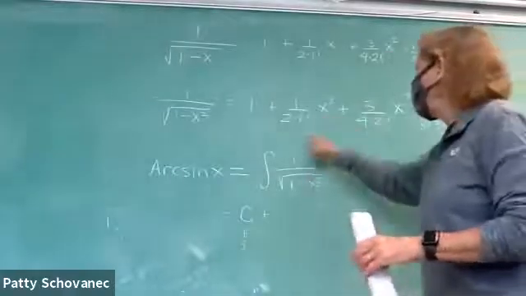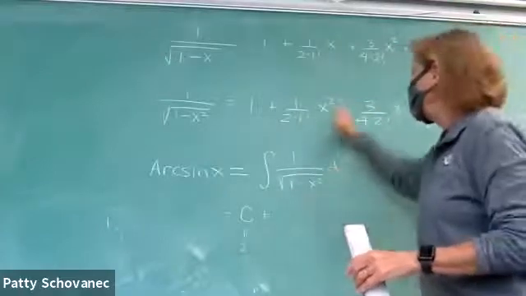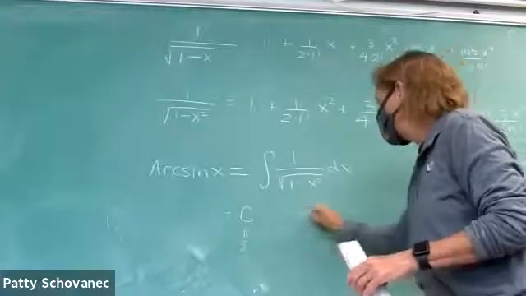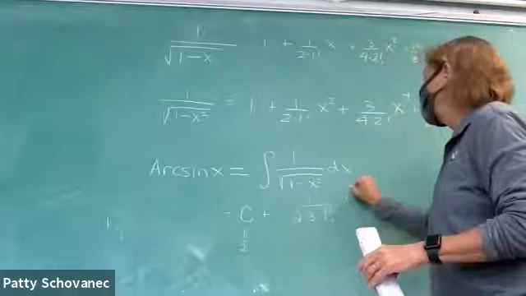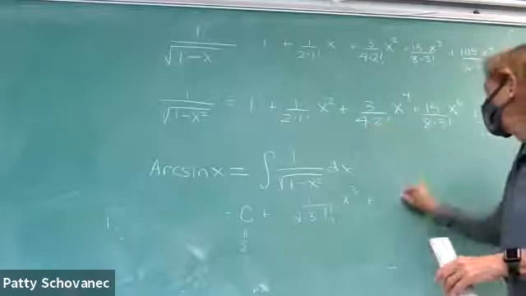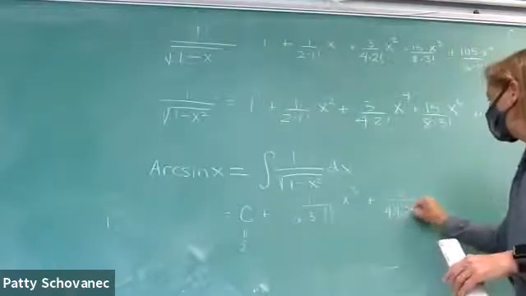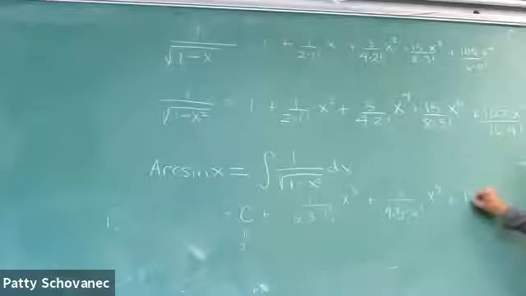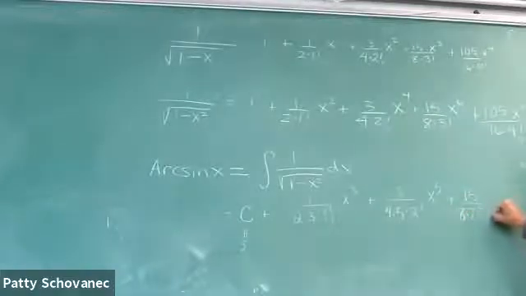And then I'm integrating. So I'm going to get x cubed over 3. So I'm going to have a 1 over 2 times 3 times that 1 factorial x cubed. And then I've got my x to the 5th over 5. So it's going to be 3 over 4 times 5 times 2 factorial x to the 5th. And then I'm going to have 7. So I'm going to have 15 over 8 times 7 times 3 factorial x to the 7th. And then the last one, 105 x to the 9th.